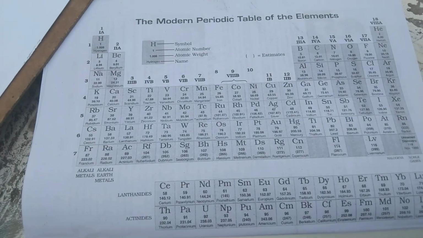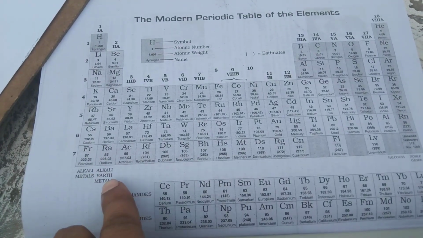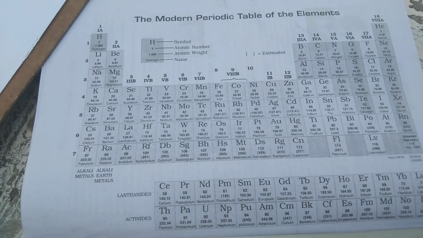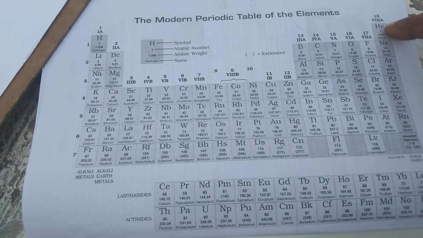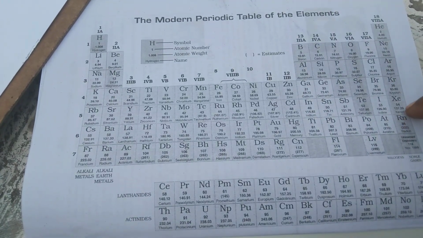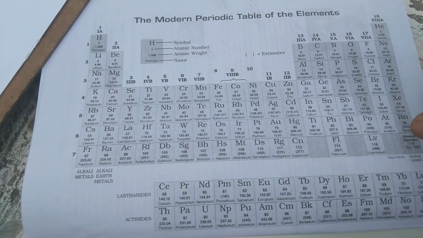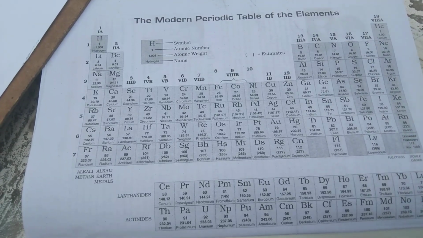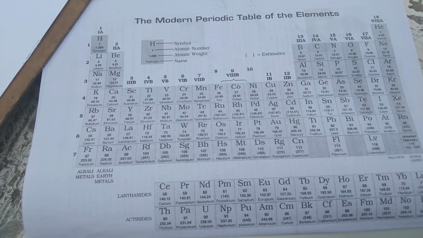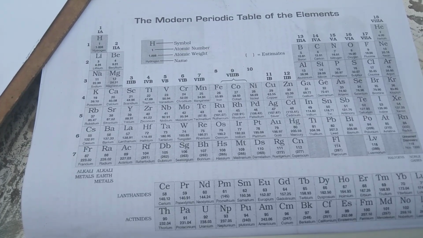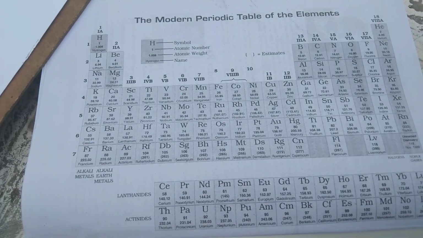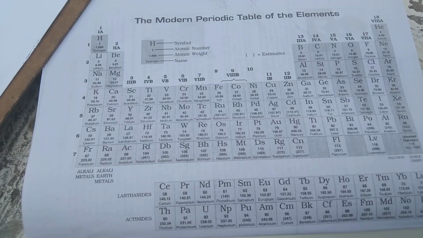Group 1 elements are called alkali metals, group 2 elements are called alkaline earth metals. The last group, the 18th group, is called noble gases, and the 17th group is called halogens. Lanthanoids and actinoids are placed below the modern periodic table, that is, lanthanoids from cerium to lutetium, and actinoids from thorium to lawrencium. Okay children, this is about the modern periodic table of the elements.